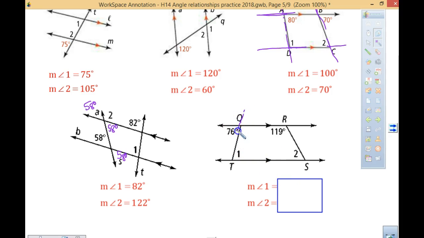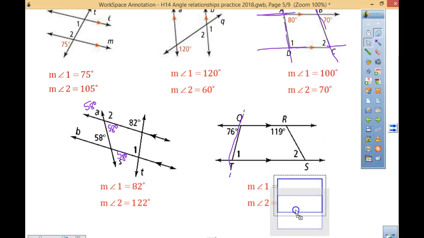Here is the transversal. These two lines are parallel. Are they on the same side of the transversal? Alternating then. Alternating what? Interior, which means they must be equal in measure, and it must be 76.